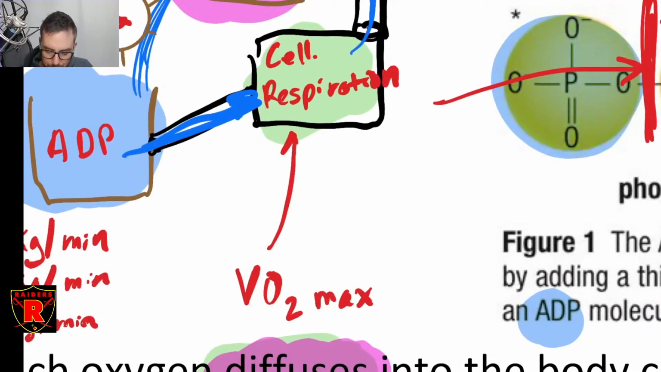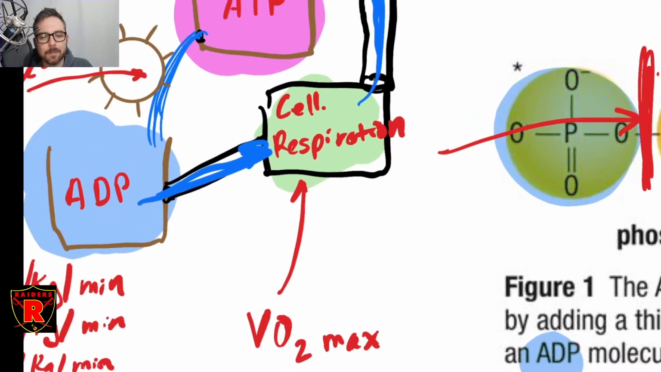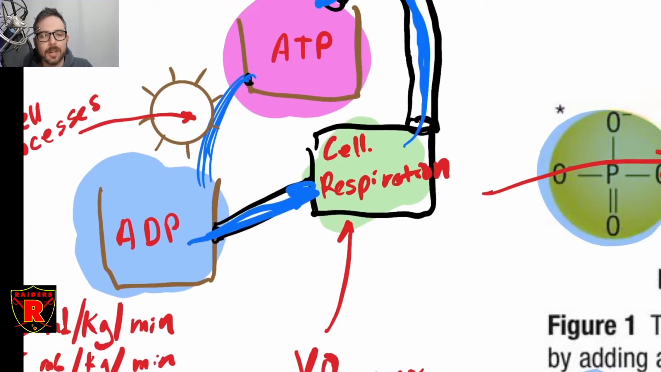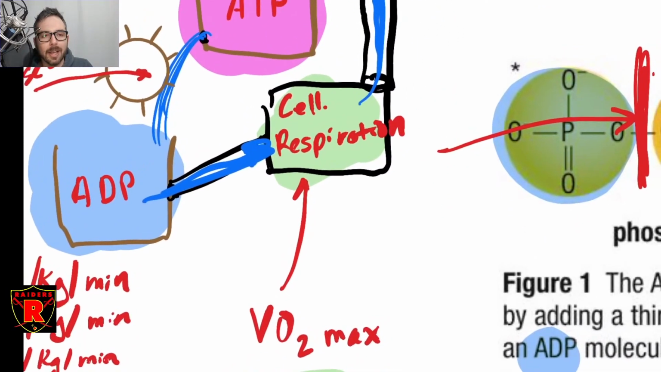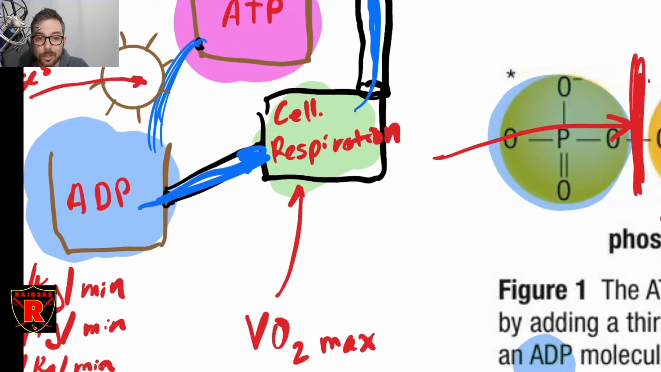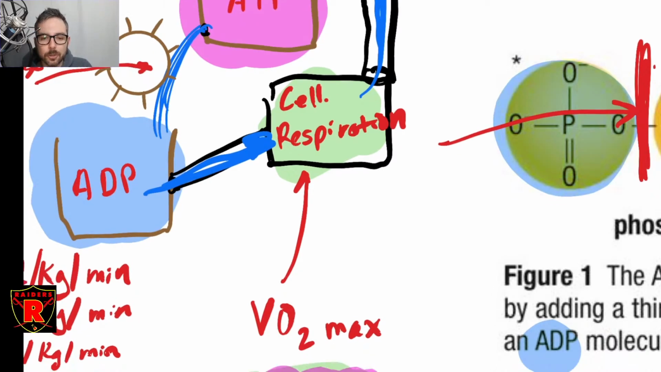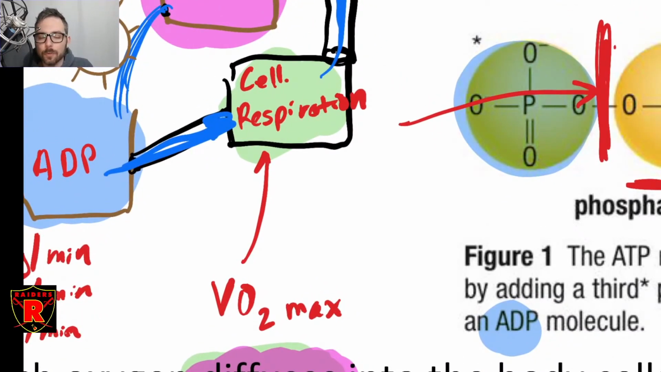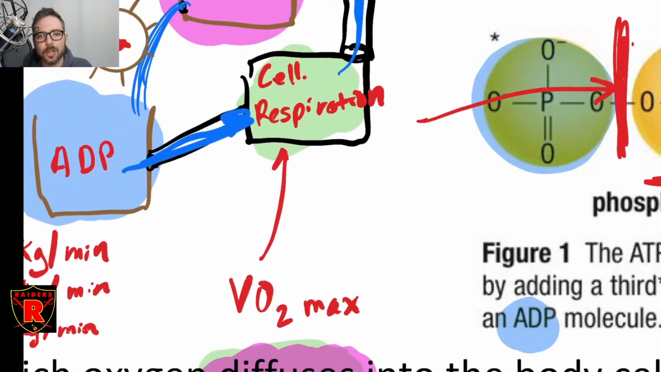I wanted to mention, by the way, that the size of this pump, how quickly you can convert ADP to ATP, and how quickly you can use oxygen is what's known as your VO2 max. It's your maximum volume of oxygen that you can use. And this is a statistic that you can measure in somebody. What's the maximum amount of oxygen that they can use? Because what you're measuring is cellular respiration.